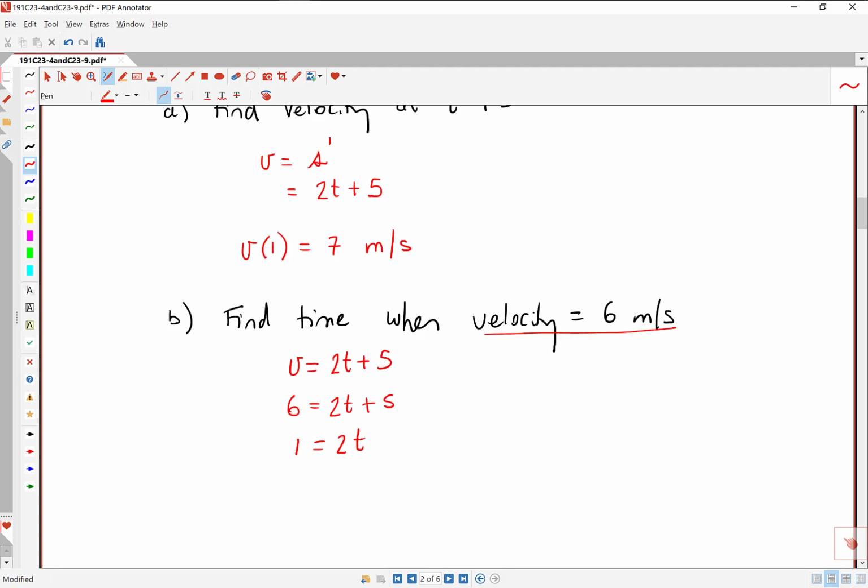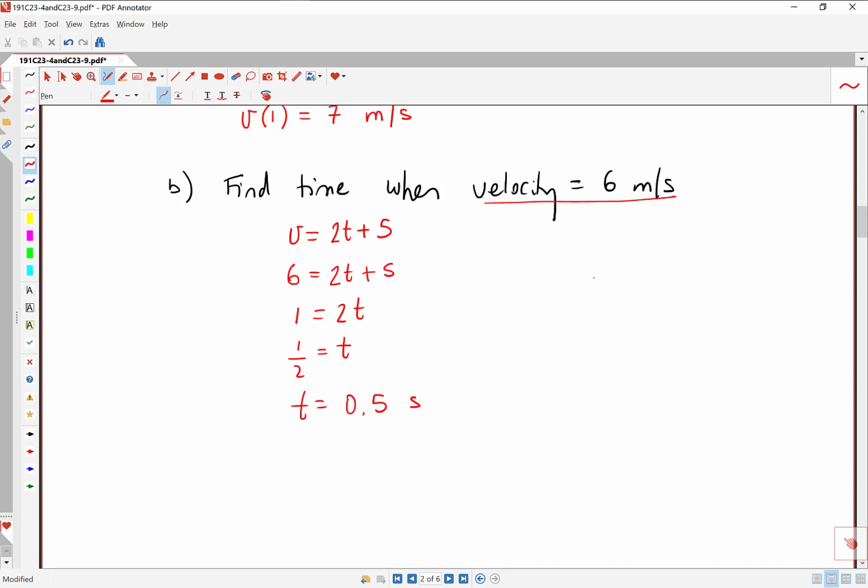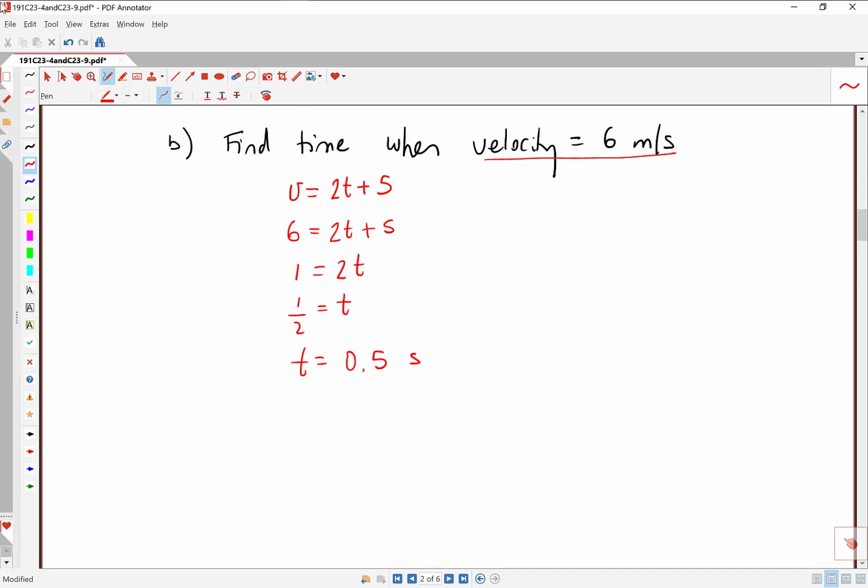So that means 1 equals 2t, or in other words, t equals 1/2. You could leave that as a fraction, or you might just say t equals 0.5, and that's a time value, so that's seconds. So 0.5 seconds after the car starts moving, it will be moving at 6 meters per second. And let's do one last part here. We'll do something involving acceleration.